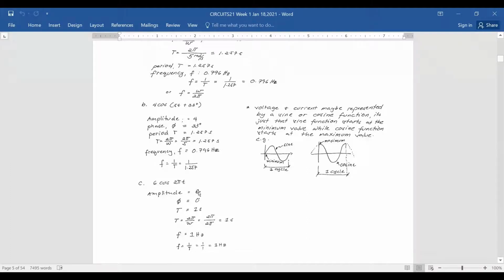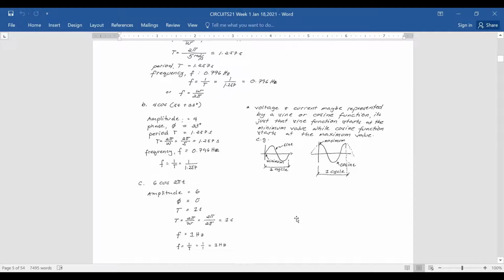Then for letter C, the amplitude is 6, the angle is 0, and the period is 2 pi over W, which is 2 pi over 2 pi, equal to 1 second. And the reciprocal of that, of course, is 1 hertz.